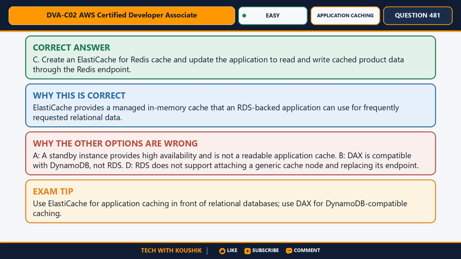Why are the other options not correct? A. A standby instance provides high availability and is not a readable application cache. B. DAX is compatible with DynamoDB, not RDS. RDS does not support attaching a generic cache node and replacing its endpoint. Exam tip. Use ElastiCache for application caching in front of relational databases. Use DAX for DynamoDB compatible caching.